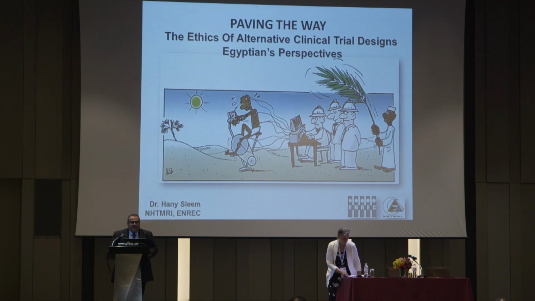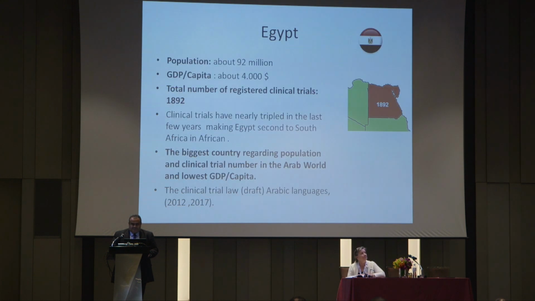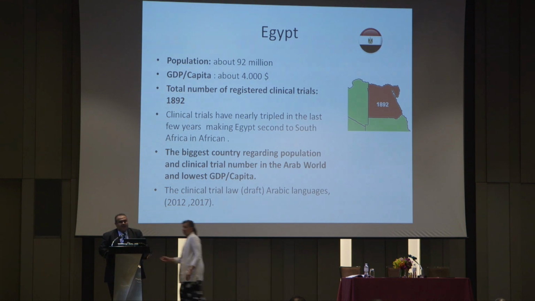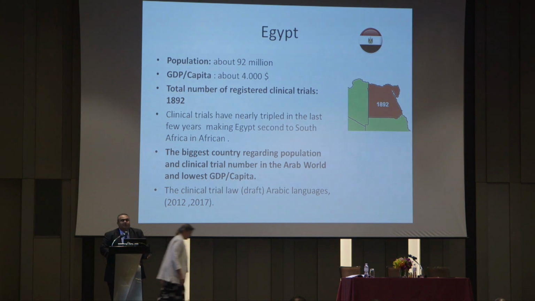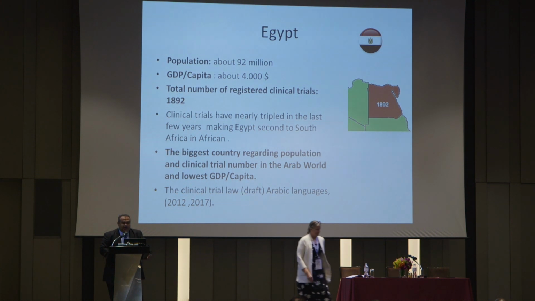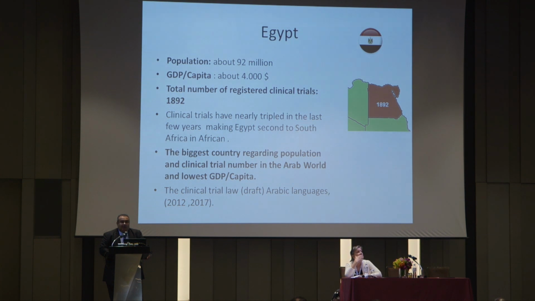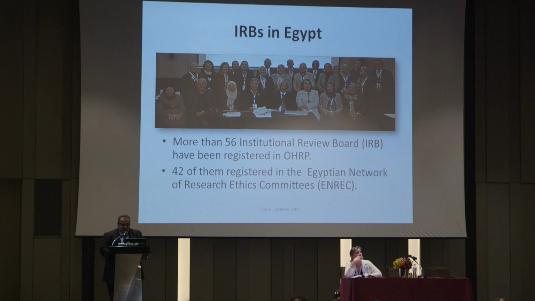Today I will talk about the ethics of alternative clinical trial design from the Egyptian perspective. Egypt has a population of 29 million with a GDP per capita of about $4,000 per year. This is very small. But the total number of registered clinical trials in clinicaltrials.gov is about 1,892. This makes it second in Africa after South Africa.